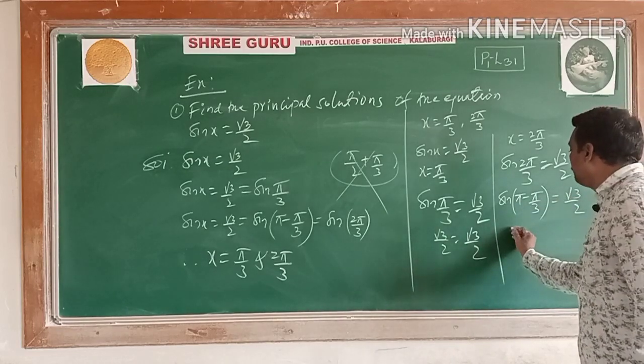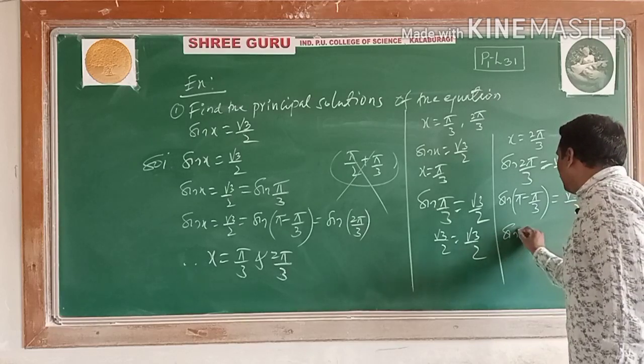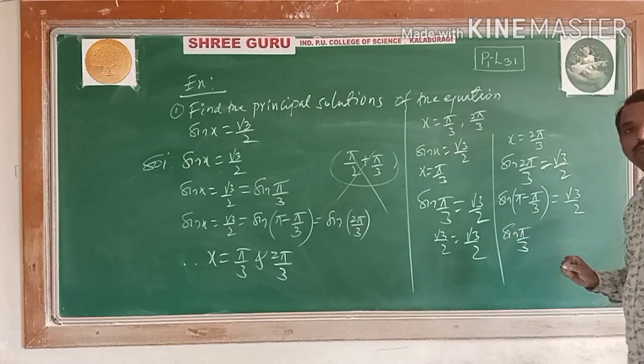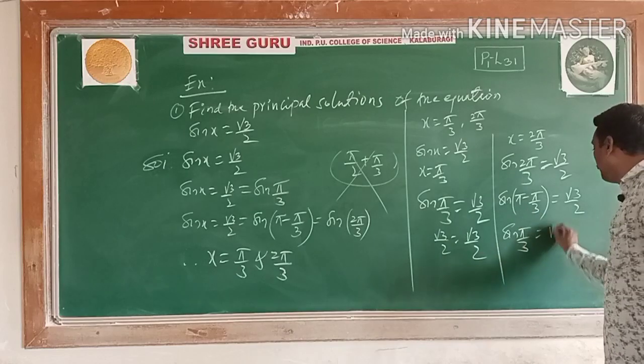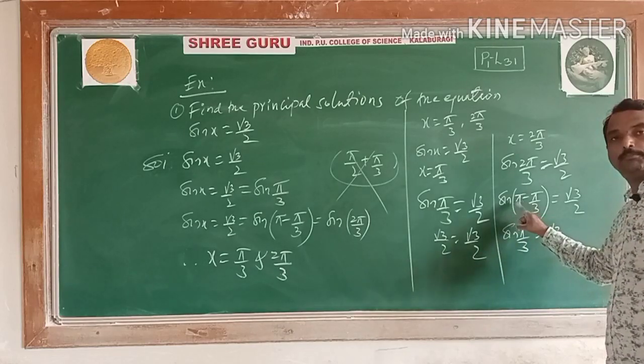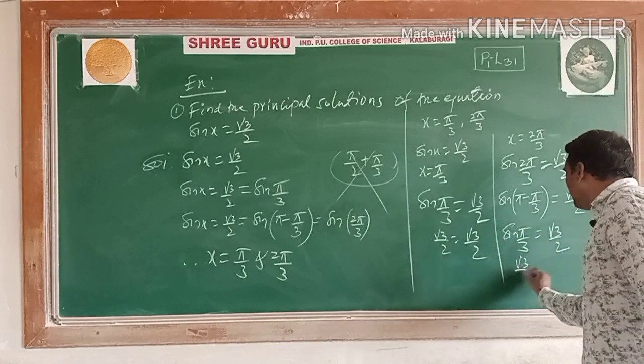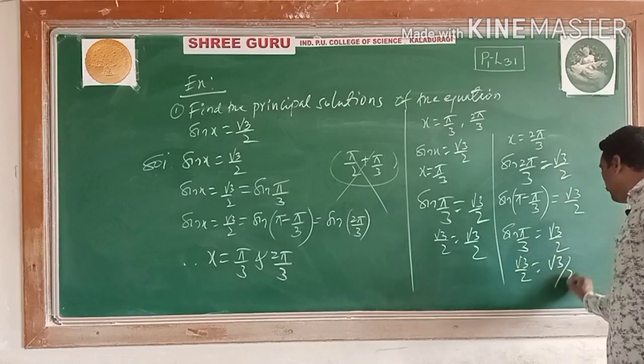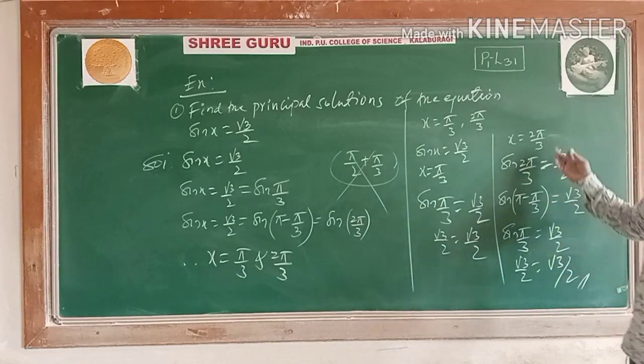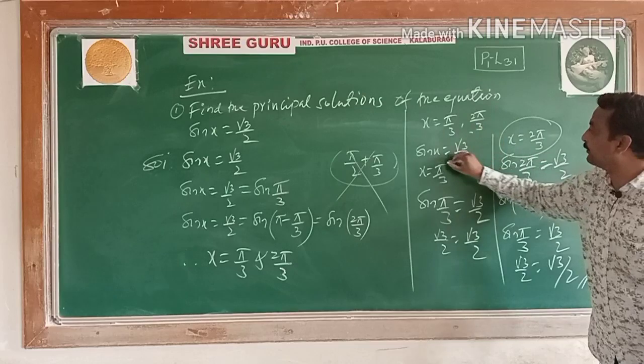What is sin of pi minus pi by 3? Does it change or not? No change. Which quadrant? Second quadrant. Is it positive? Positive it is. So sin is positive in the second quadrant. Pi minus pi by 3, what is this value? Root 3 by 2. Is it equal to root 3 by 2? So therefore these two values are called the solutions of the equation.